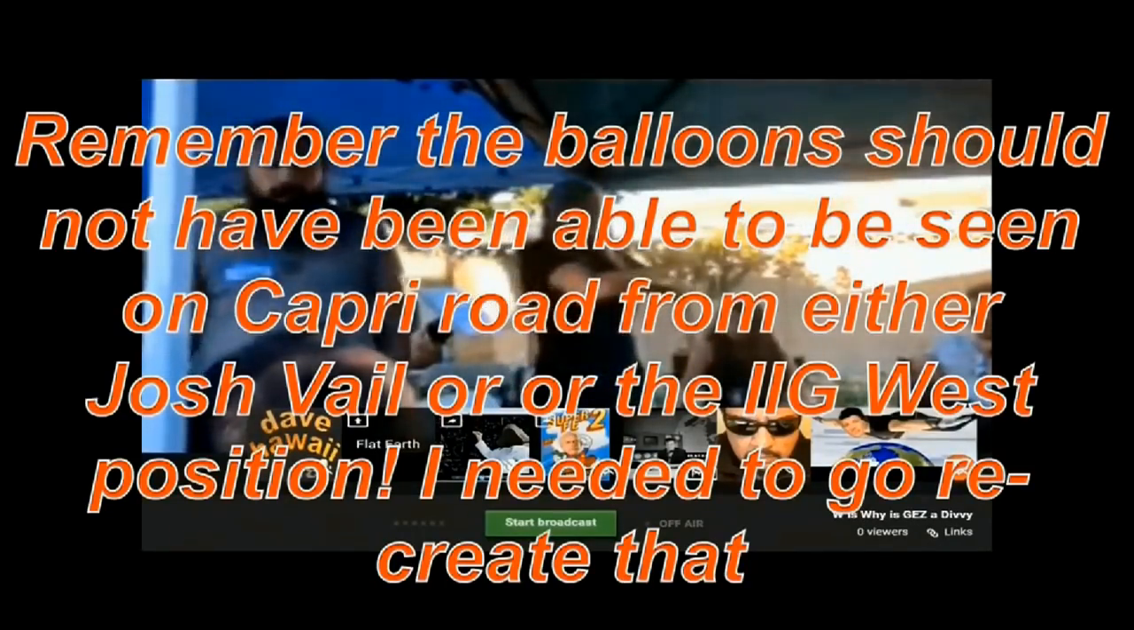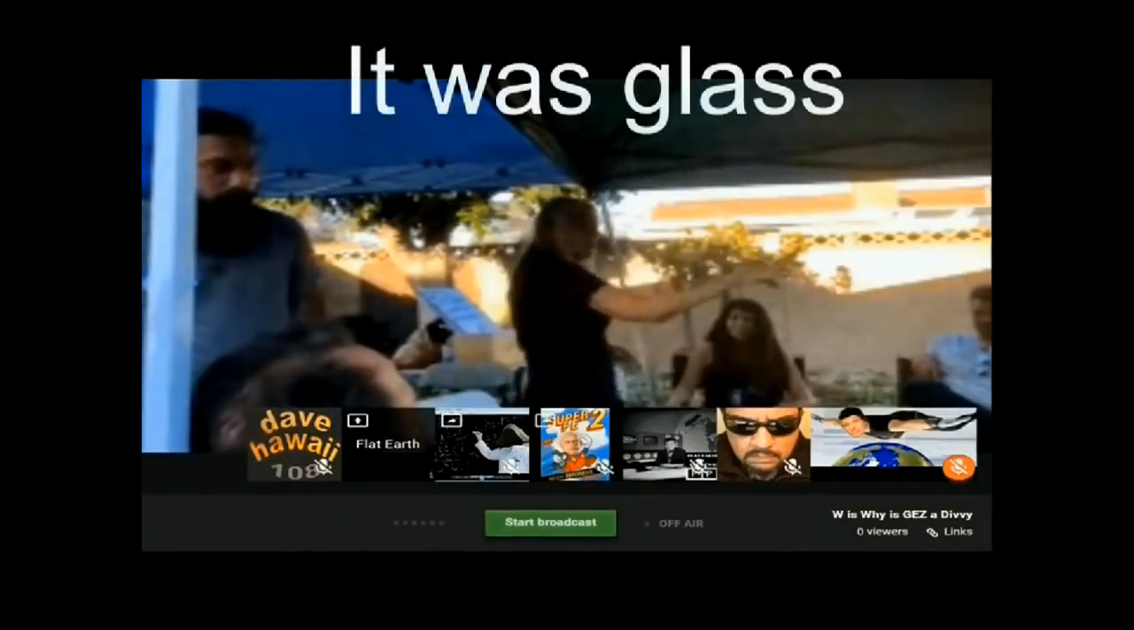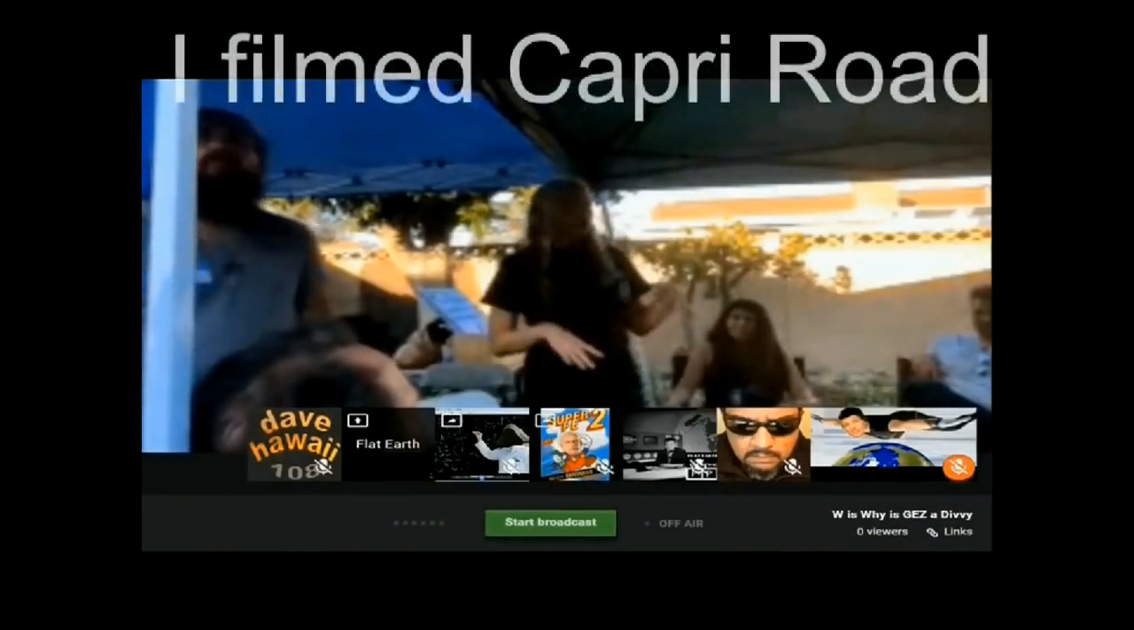So we went down, and conditions were perfect that day. Alex helped. Alex was breaking down on Wendell's side. They left me on observation side. I shot across the lake. It was flat, perfect visibility. I shot Capri Road. We got the altimeter working. Everything was perfect when the IIG wasn't there.